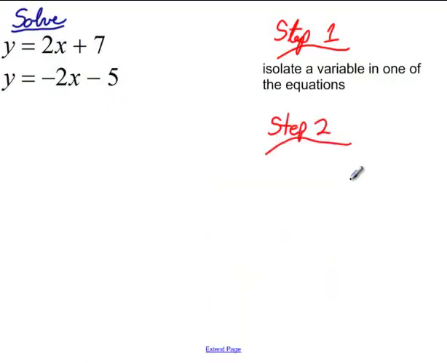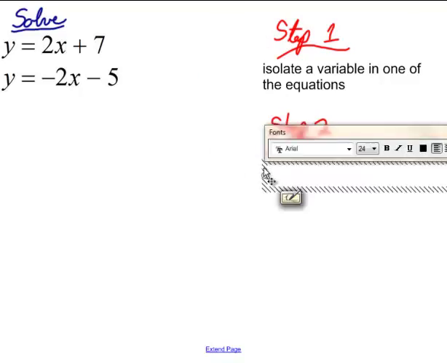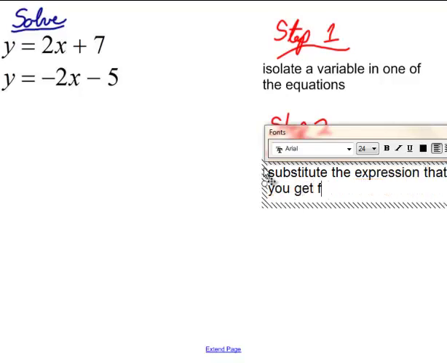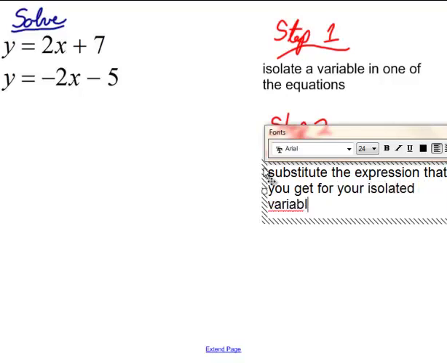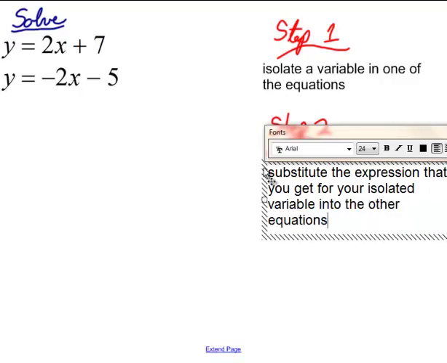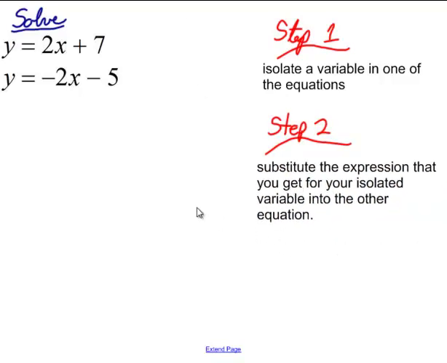Step two is why it's called the substitution method. We're going to substitute the expression that you get for your isolated variable into the other equation. This may seem like a confusing statement, but let's explain that.